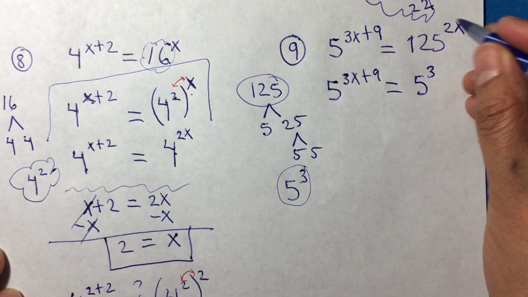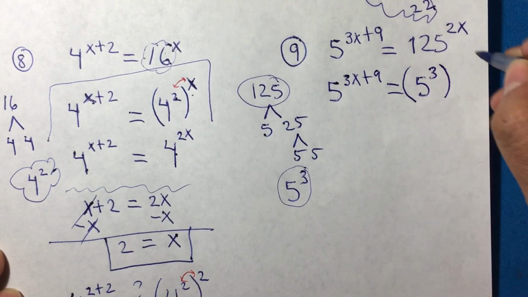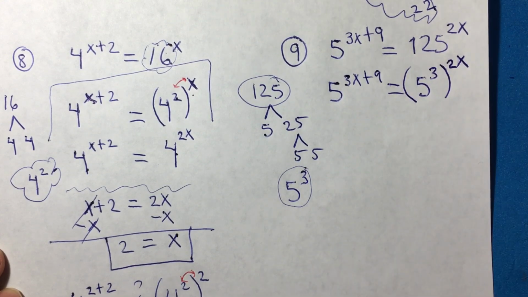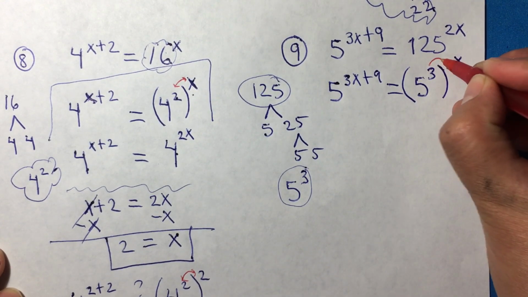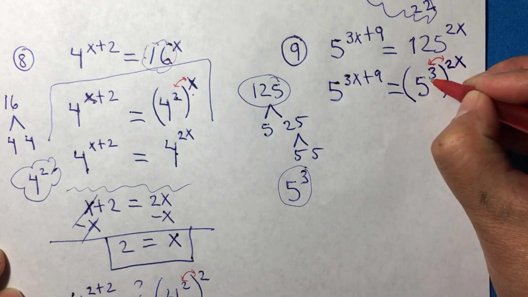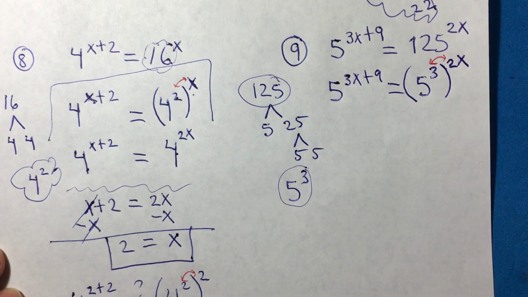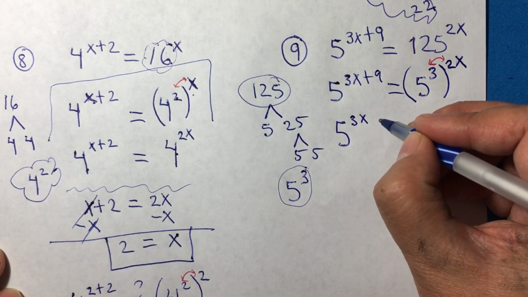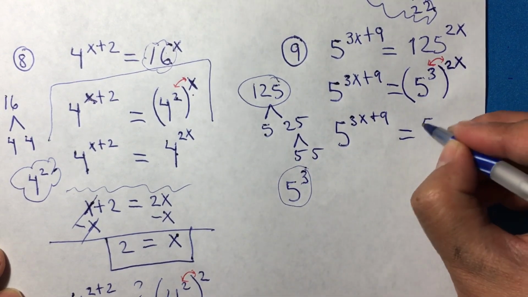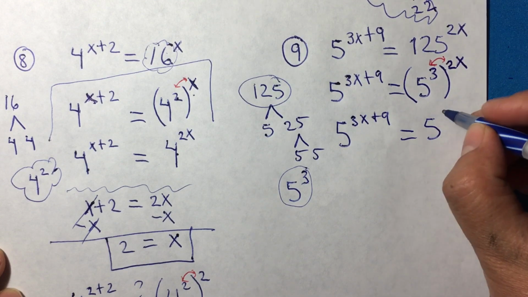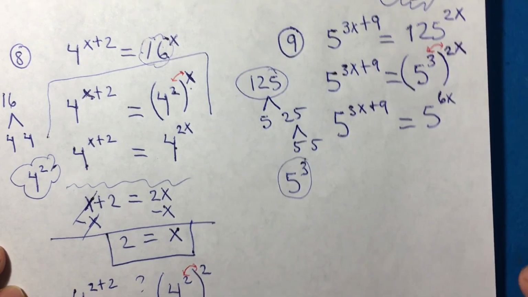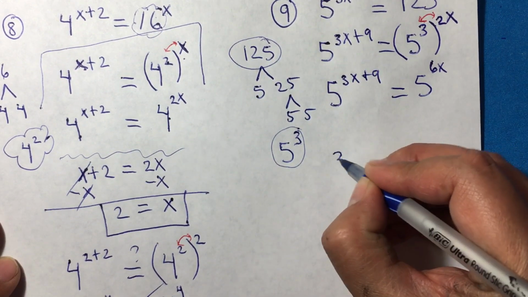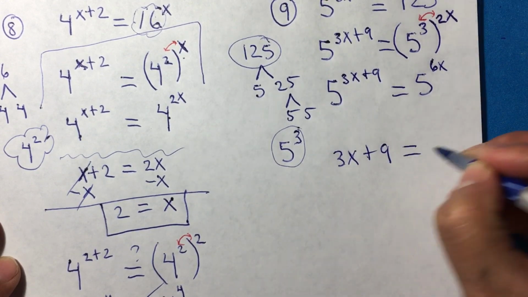Because there was an exponent already, that's why we put it in parentheses and bring down the exponent that was there before, now outside of that parentheses. Again, we learned that when we have a power raised to another power, we multiply the exponents. And so rewrite this as 5 to the power of 3x plus 9 equals 5 to the 3 times 2x is 6x. Now that we have the same base, we can create an equation with the exponents. And so we get 3x plus 9 equals 6x.